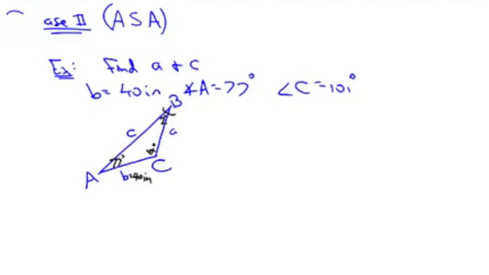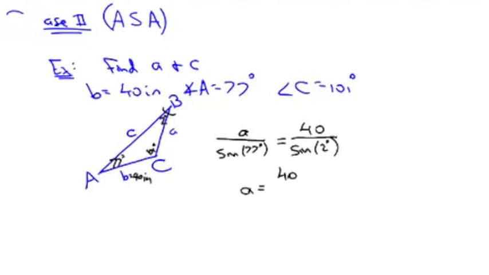Absolutely huge. So what can we set up? What can we find first? You can do A or C, it doesn't matter. So A over sine of A, sine 77, is equal to B over sine of B, which is 40 over sine of 2 degrees. Solving for A is easy. A is equal to 40 sine 77 over sine of 2 degrees. Now the sine of 2 degrees is really, really small.